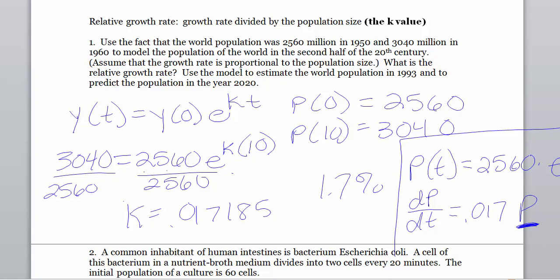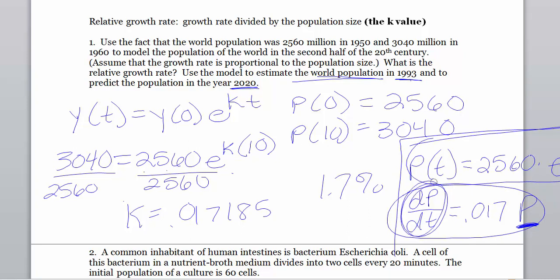So there's really the two equations I can get from all that information. And then it says use it to estimate 1993 and 2020. So in order to estimate the world population in these years, I would use this equation. This is going to give me the rate of the population, dP/dt. This is just going to give me how many. So in order to find 1993, I would just plug in, figure out what year that would go with.